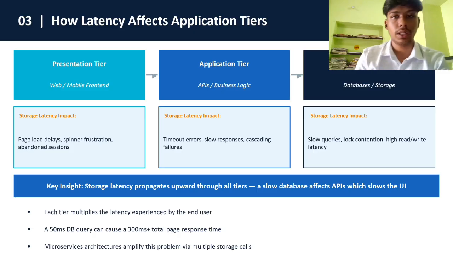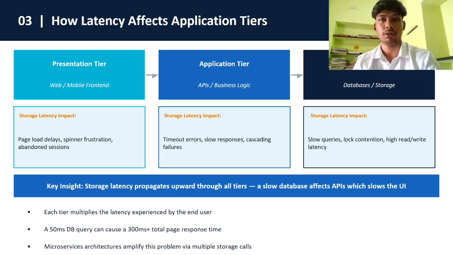A slow database query at the data tier causes the application tier to wait. The API call takes longer. The business logic is delayed. All of this then reaches the presentation tier, and the user sees a spinning loader, a timeout error, or a blank page. We often see it, and that's not a one-to-one relationship. A 50 millisecond delay in the database doesn't cause a 50 millisecond delay for the user because every layer adds its own overhead. By the time the delay reaches the user, it could easily be about 300 milliseconds or more.